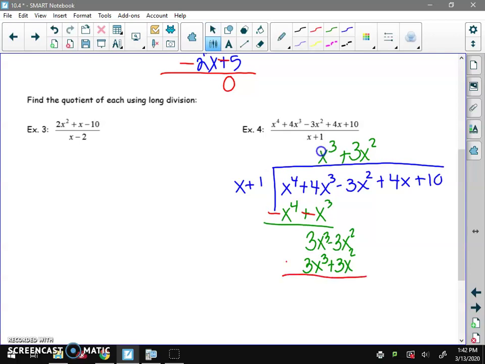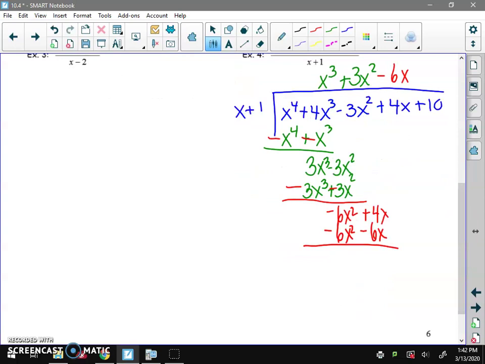So that when I multiply back, I get 3x cubed plus 3x squared. Don't forget to change your signs. Now, these cancel out. Don't be fooled by this, because now you're going to have negative 6x squared. Bring down your 4x. That's going to happen negative 6x times. So I get negative 6x squared minus 6x. When you change the signs this time, you're going to have 10x. Bring down your 10. And that's going to happen 10 times. So plus 10. So 10x plus 10. And when you change the signs on this one, it turns out to be 0 again.